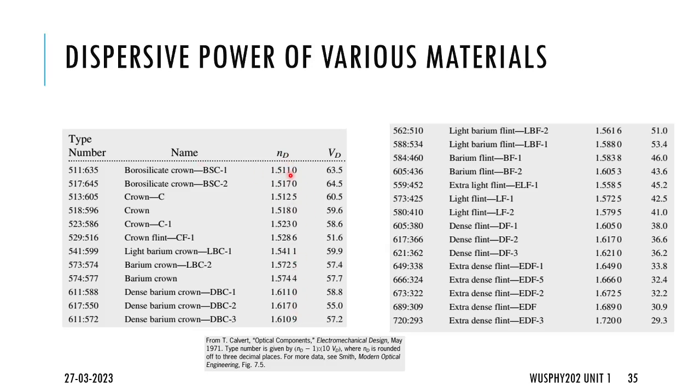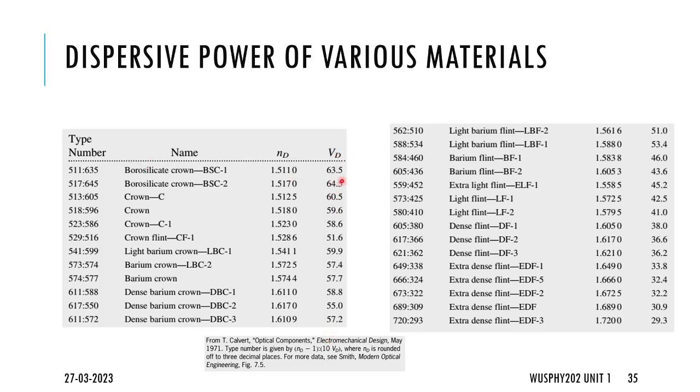If you use crown glass, it is about 1.5. If you use flint glass, it is around 1.6. Dense crown glass is 1.6. If you use flint glass, then it becomes slightly different. You may use extra dense flint glass, it will be 1.66. It can go to 1.7. And this is the dispersive index.